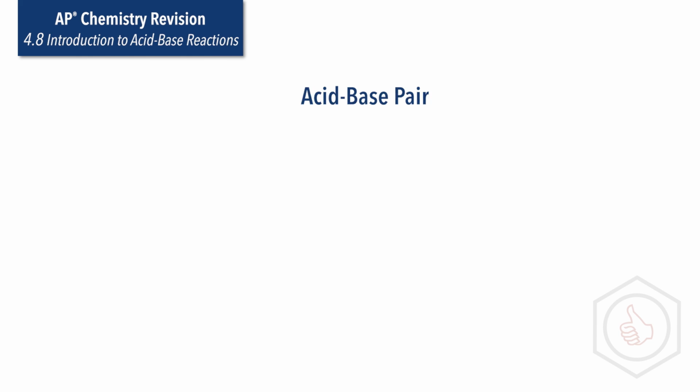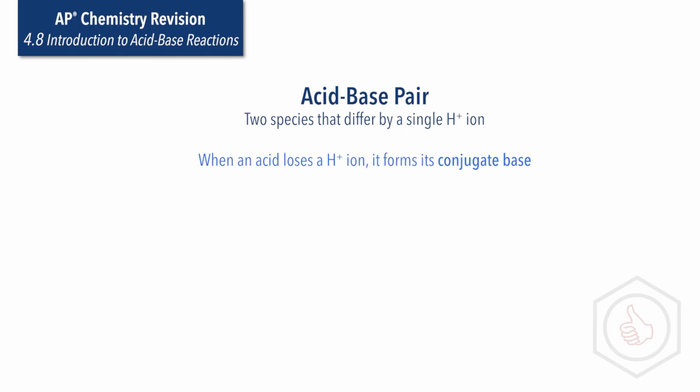An acid-base pair consists of two species that differ by a single proton. Every acid has what's called a conjugate base, and every base has what's called its conjugate acid. This sounds a lot more complicated than it is. What we mean is when an acid loses a H+ ion, it forms its conjugate base. And when a base accepts a H+ ion, it forms its conjugate acid.